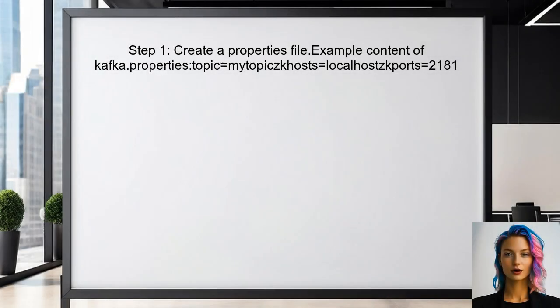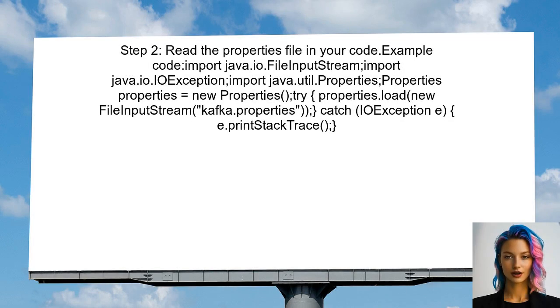files effectively. To begin, the user needs to create a properties file to store the Kafka parameters. This file will contain key value pairs for the topic, zookeeper hosts, and ports. Next, the user should read the properties file in their code. This can be done using a library that supports reading properties files, such as Java's Properties class.